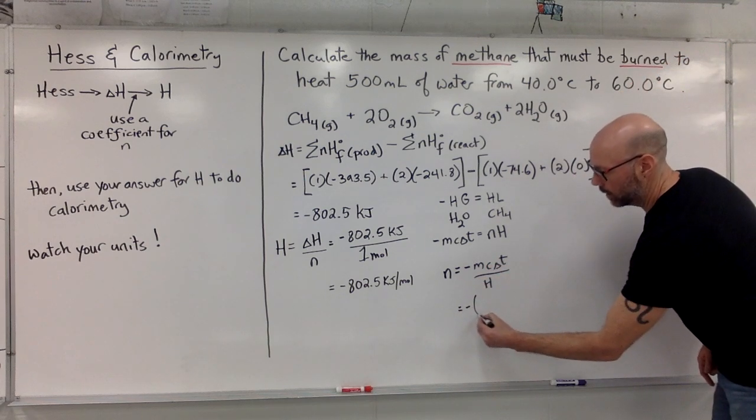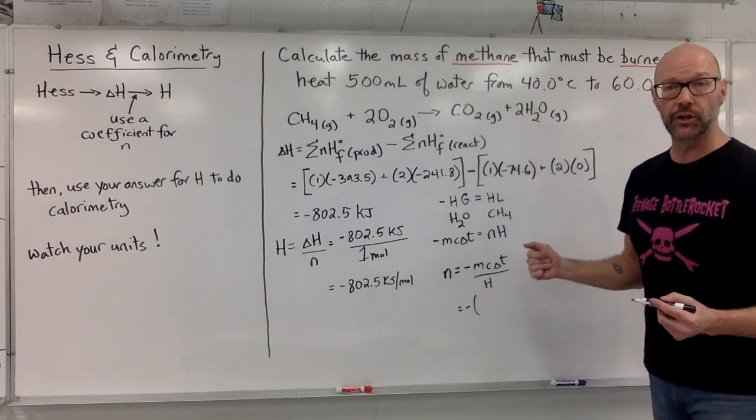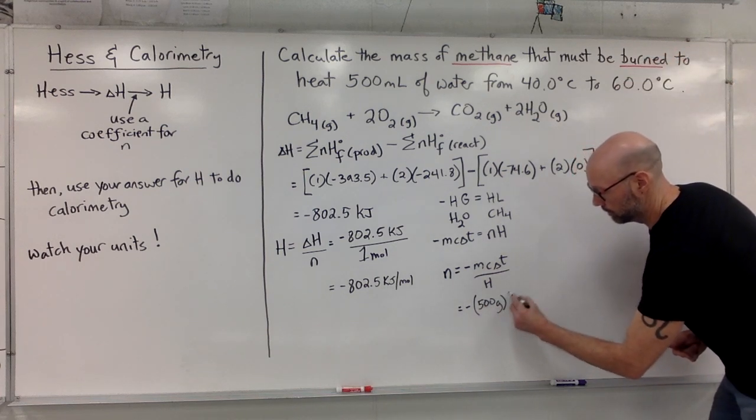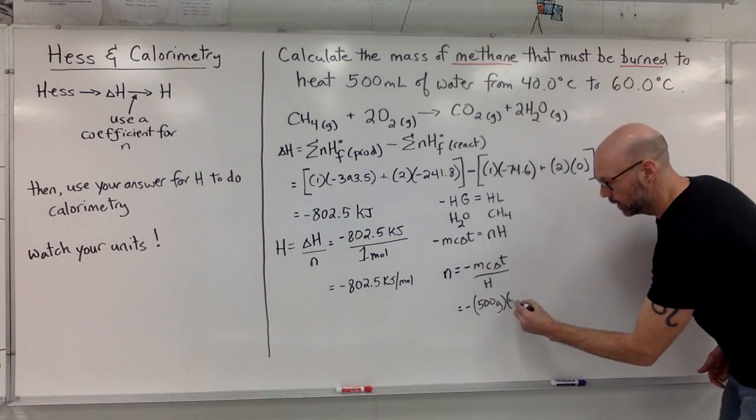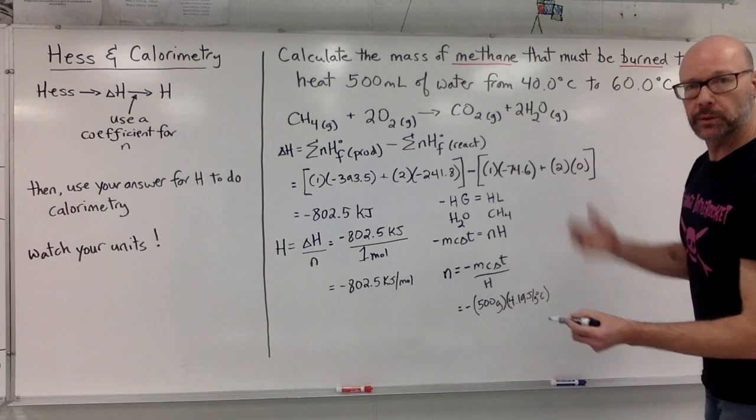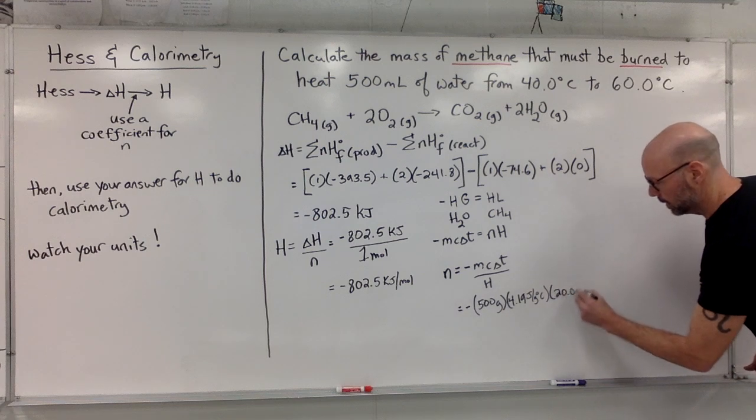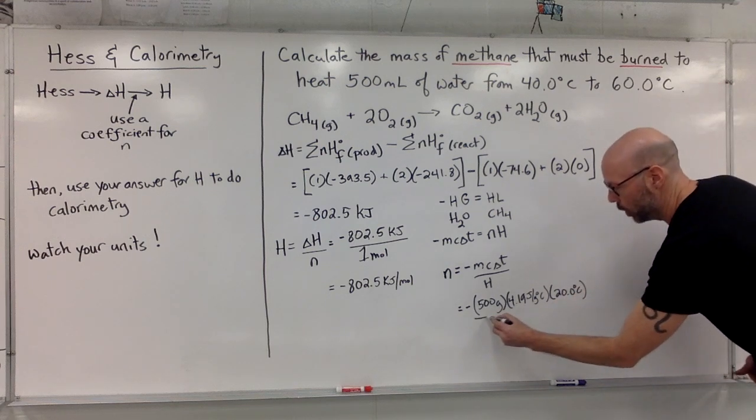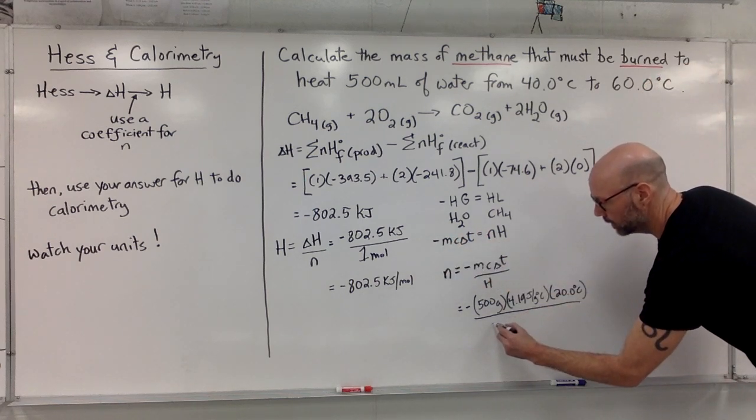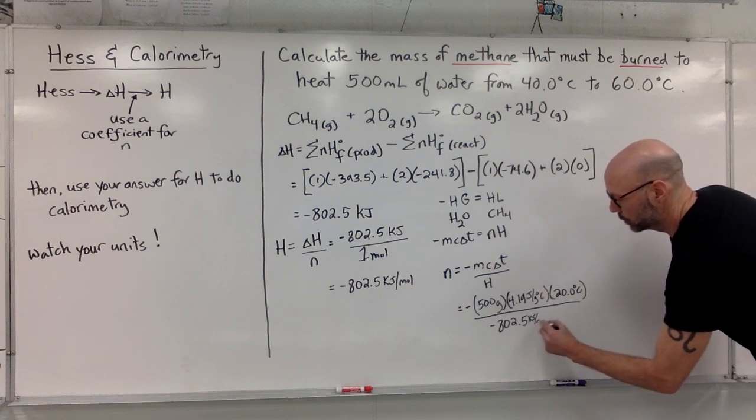Negative. Our mass of the water. This m's coming from the water side. We have 500 milliliters. That's 500 grams. The specific heat capacity of water is 4.19 joules per gram degree Celsius. And the temperature change here was from 40 to 60. That's 20 degrees Celsius. And we're dividing by our answer over here, negative 802.5 kilojoules per mole.